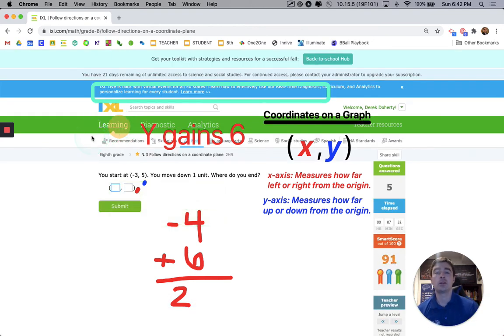This definitely is a bit trickier, but again, focus on if they change the x value, they're going left or right. If they go up or down, they're changing the y value. And you don't really need a graph to do this, is what the challenge zone is trying to prove to you.